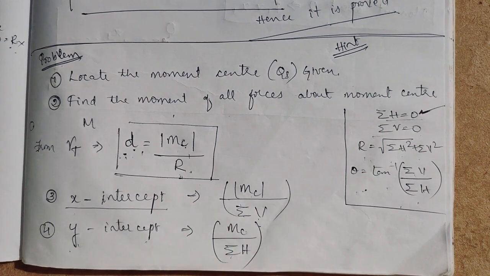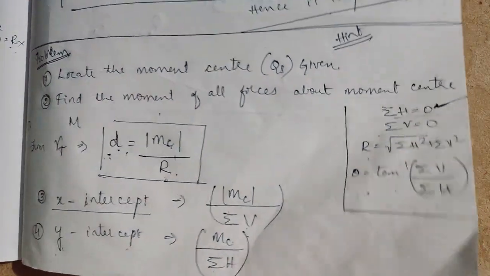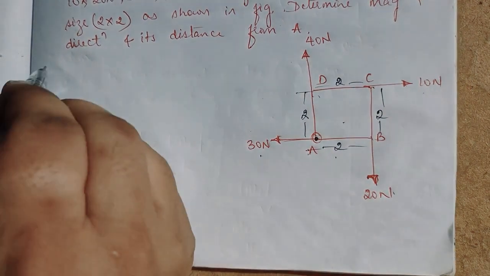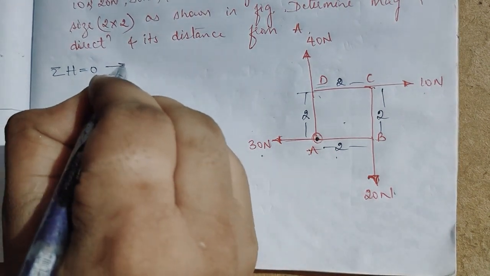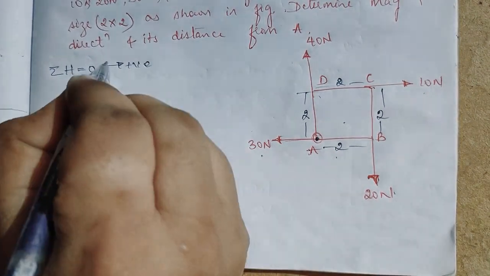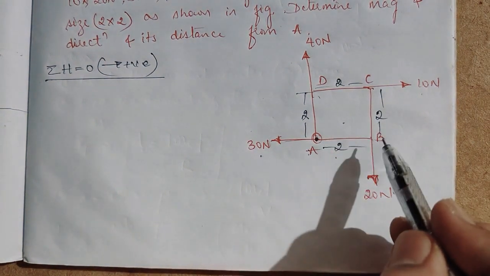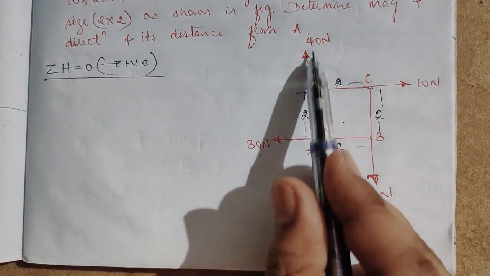So this is the formula which I explained in the last classes. Now we will follow the same rules. So what we have to do first, we will find the summation of horizontal forces equal to 0, taking left to right as positive. Only horizontal forces. Any inclined forces are there? No inclined forces are there. They are purely horizontal or purely vertical.